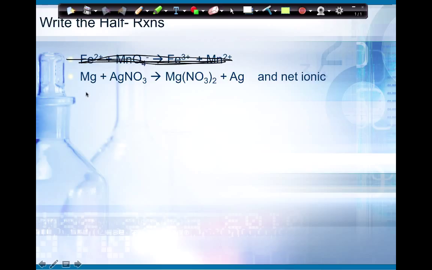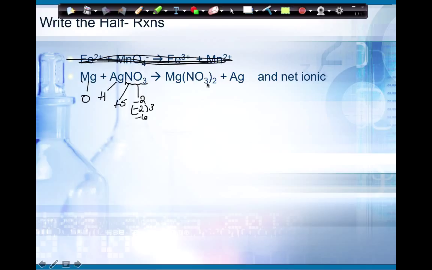So first thing, we're going to determine what's being oxidized and what's being reduced. Well, magnesium is 0 here. If I'm looking at this, oxygen is normally -2, and this is an anion or a polyatomic, so if I've got -2, I've got 3 of those, so that's -6, and it needs to be overall a -1 because it's nitrate, so that means that this will be +5, and silver would be +1.